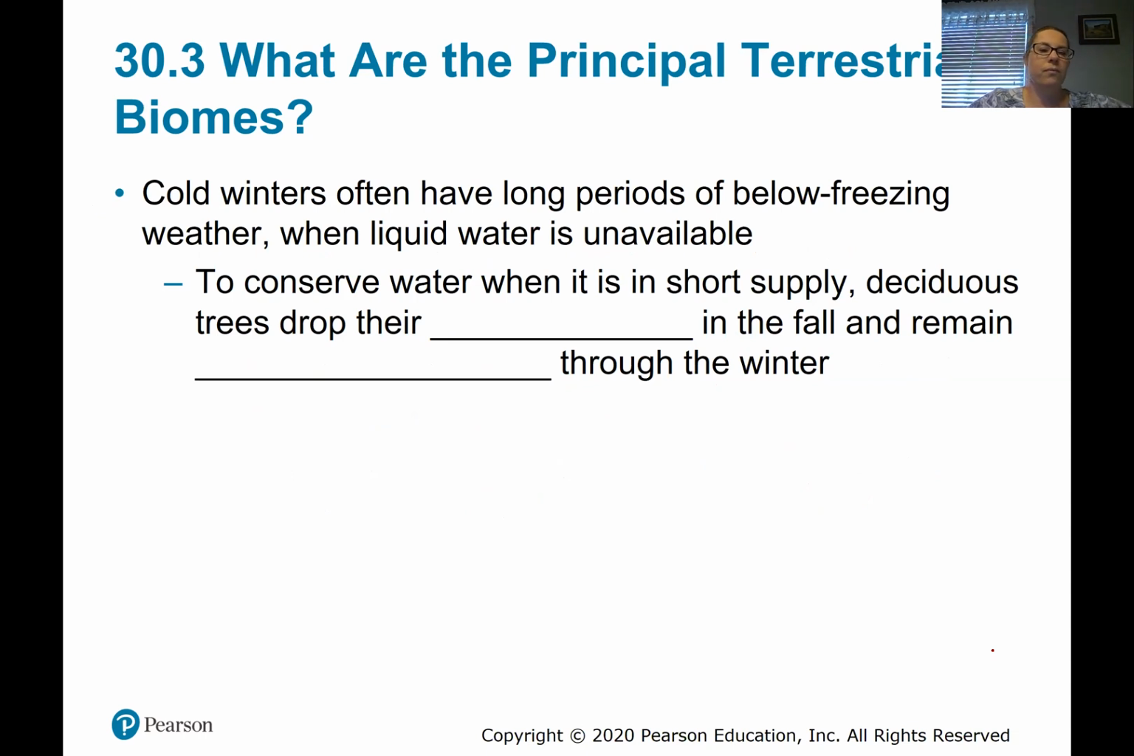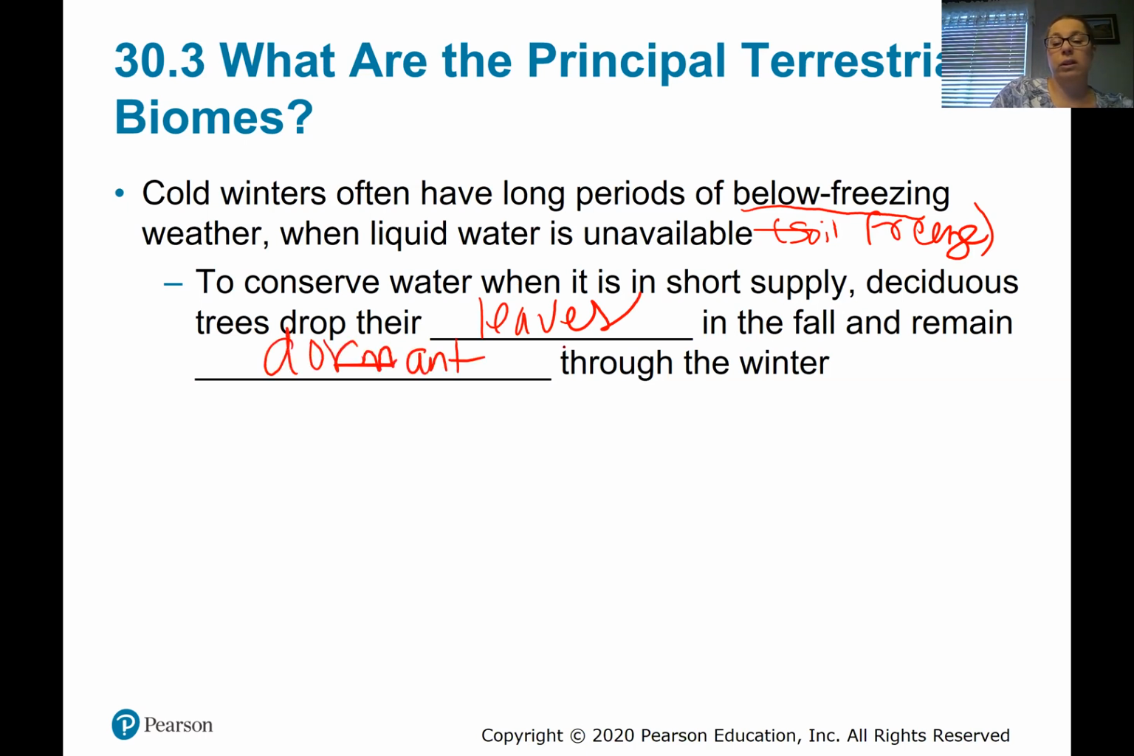In the winter, a lot of times the ground will actually freeze. So you'll have long periods of below freezing temperatures and the soil will freeze throughout the winter. And so to conserve water, the deciduous trees, as you know, will drop their leaves and remain dormant throughout the winter. Another reason they do this is so their branches don't break.